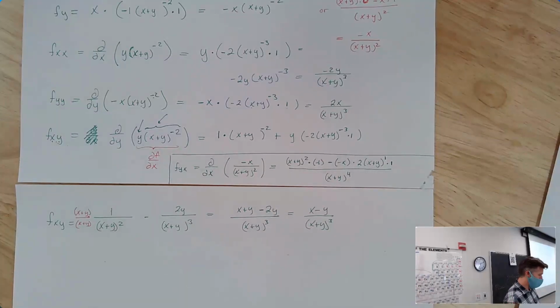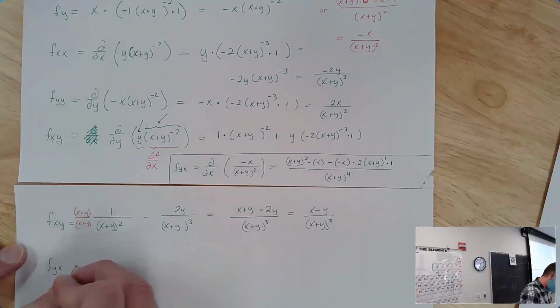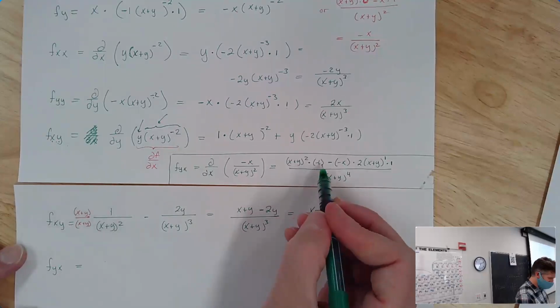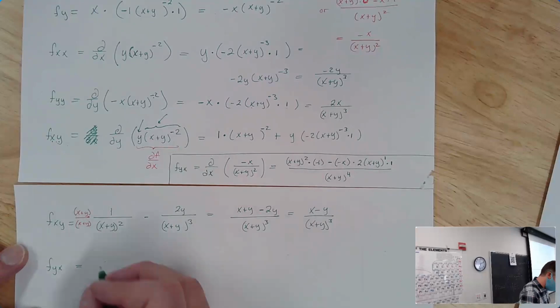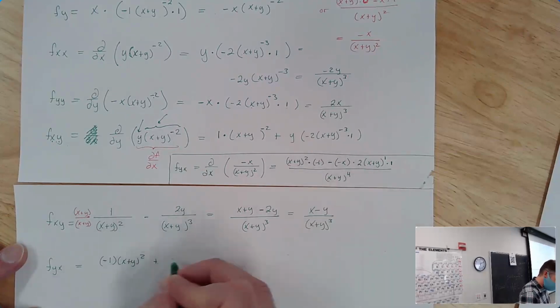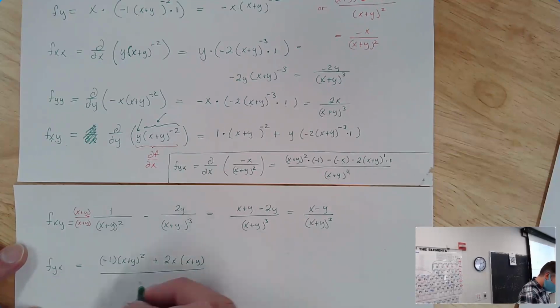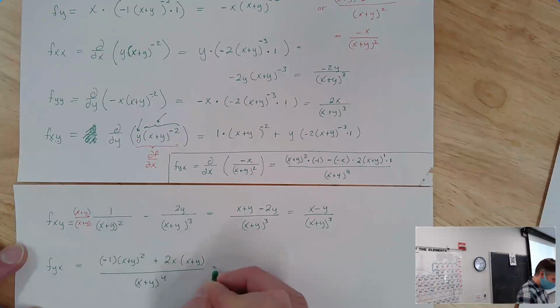Let's look at the other one, which looks a bit gnarlier. Can I really do a lot of simplifying here? Let's just write it out again. I've got -1 times x plus y squared, minus a minus is plus 2x times x plus y. And I'm not that worried. What can I factor out from the top?